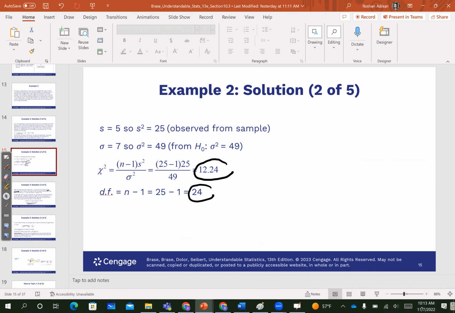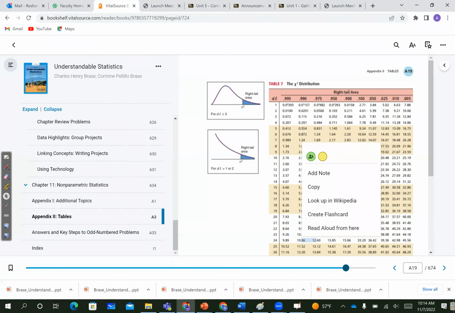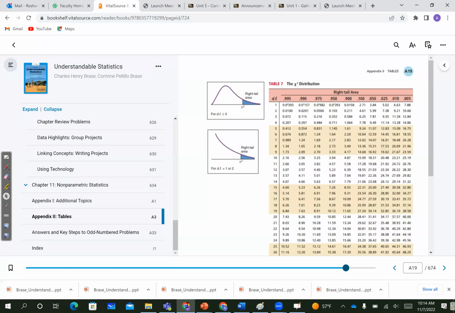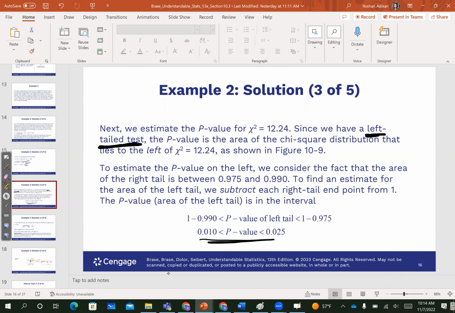12.24 and 24. Now let me go to the table. 24 is here, look at the cursor here. 24, that's the DF, degree of freedom, and 12.24. See, 12.24, so between these two numbers, right? Between these two numbers, that means over here. Sorry about that. I don't know what happened. Okay, 0.999 and 0.975. Now let's go back. See, 0.999 and 0.975. Why 1 minus? Because it's left tail. If it were right tail, it's just that value, right?